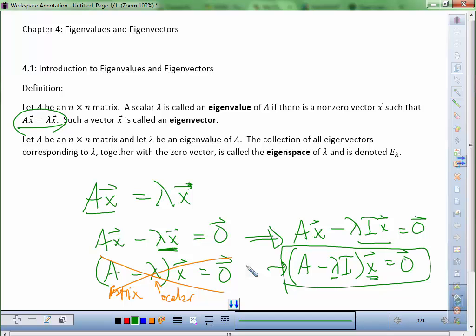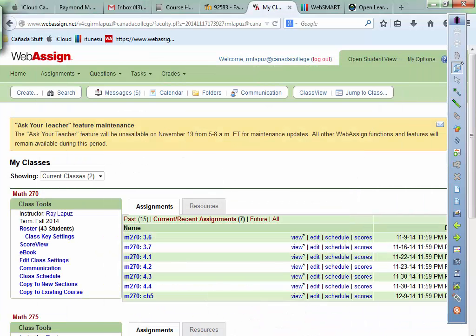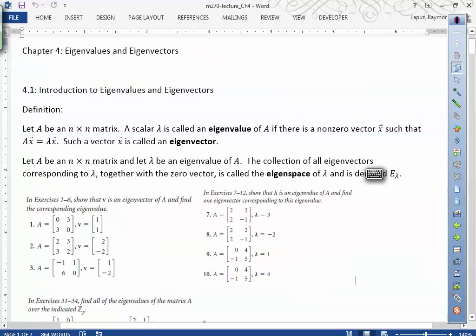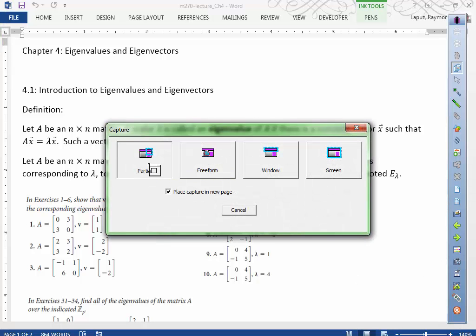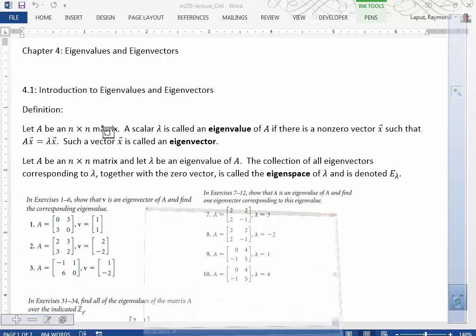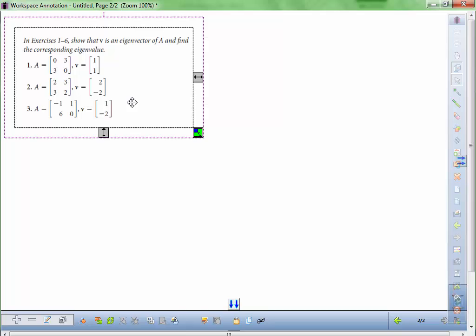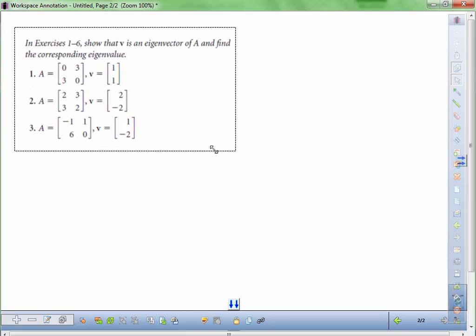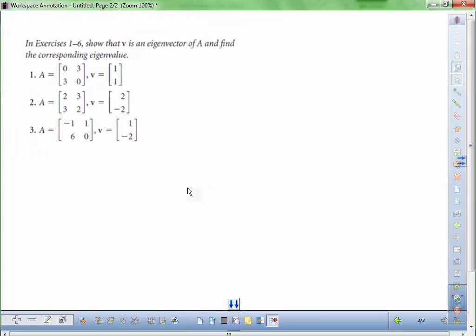All right, let's do some examples. These are some examples that I just copied from the book, so let's see if we can do a couple of these. The first set of examples gives us an eigenvector, and we're asked to find the corresponding eigenvalue. They're all 2 by 2s, it looks like, so let's see what we can do with this.